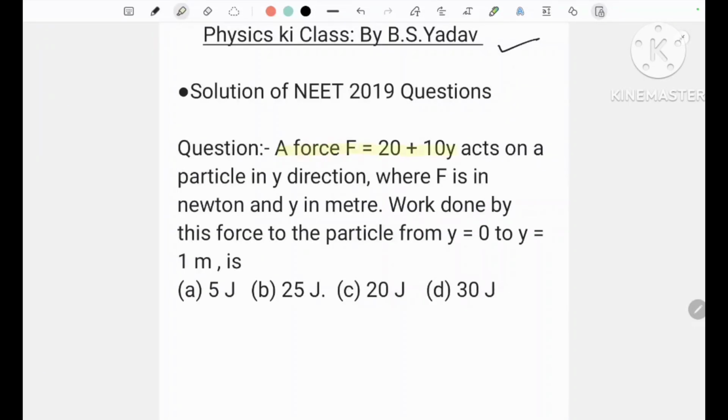A force F equal to 20 plus tan y acts on a particle in y direction, where F is in Newton and y in meter. Work done by this force to the particle from y is 0 to y is 1 meter is.